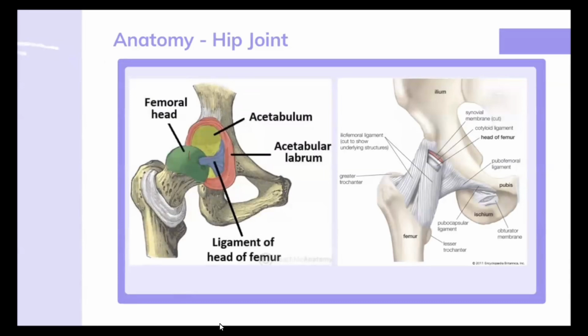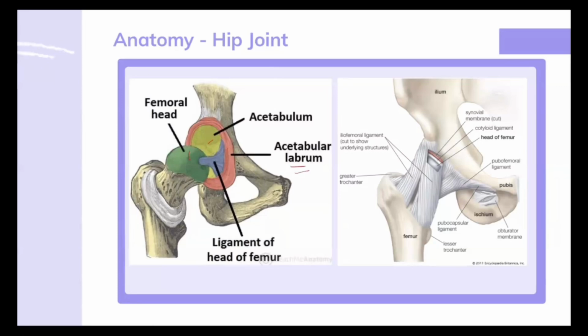This is a ball and the socket is here, and you have the acetabulum, which is where this ball is resting. It's already pretty deep as compared to the shoulder joint, but you also need to make it deeper just to stabilize the joint. So you have the acetabular labrum, which is a type of ligament going around this acetabulum.